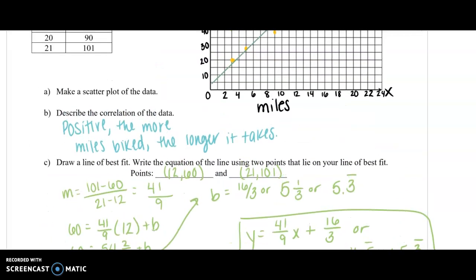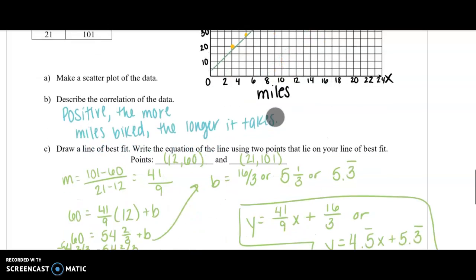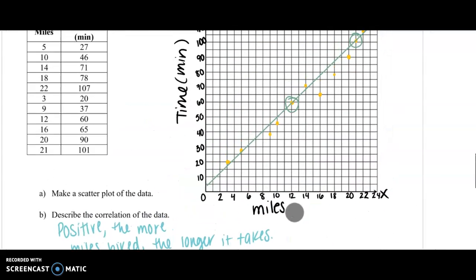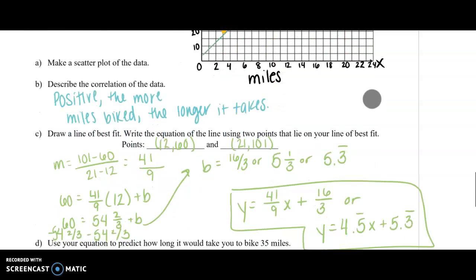Okay, so for B, obviously describing the correlation, it's positive. The more miles you bike, the longer it's going to take you to do that, so the time's going to go up. For my line of best fit, this is the line that I picked. I think this one, there definitely could be a lot of variation in the lines that people picked.